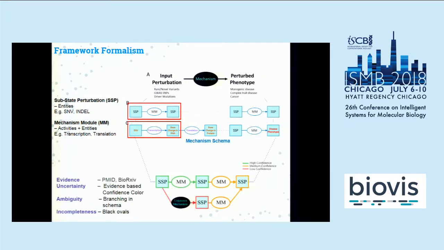Now there are a couple of properties about this schema. Every component that you see in the schema needs evidence tagging in the form of either a PubMed ID or a bioRxiv link. It can represent uncertainty, and the uncertainty is color-based, where green represents high confidence and red represents low confidence. It can represent ambiguity; you can see the branches here, which can talk about the ambiguous thing going on in the mechanism. And incompleteness, which is represented by a black oval, when you don't know what is going on, so you can represent what you don't know.